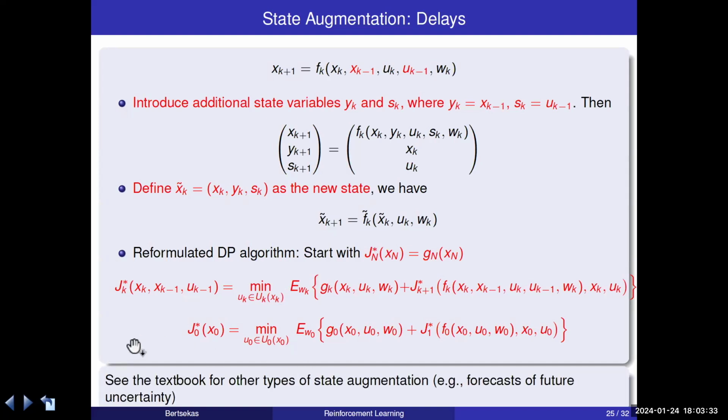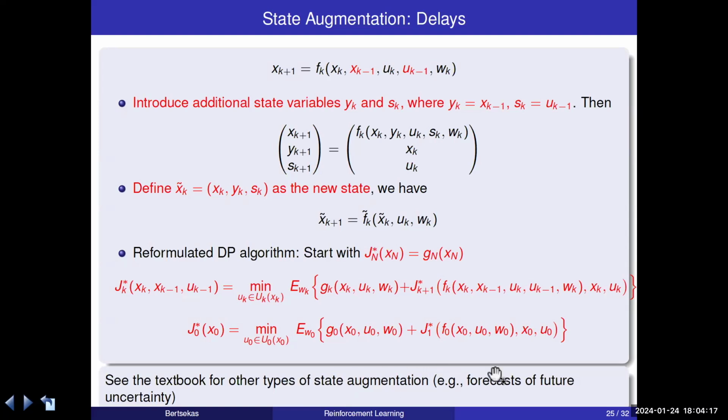This type of state augmentation has a very large range of applications. It is the go-to tool when you have a problem that doesn't quite fit exactly the dynamic programming framework. You look for some kind of state augmentation. And there are different types of state augmentation. Your textbook has some other examples, for example, forecasts of future uncertainty. Suppose that you are at time k, and all of a sudden you get a forecast that, let's say, the demand for your product in 1 month is going to be 3 times bigger than what you expected. Then you have to include this information as part of the state. This forecast has to be part of the state because your control, your decision, is going to depend on that.